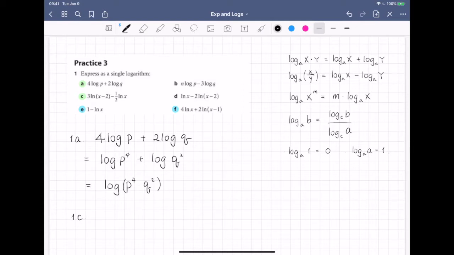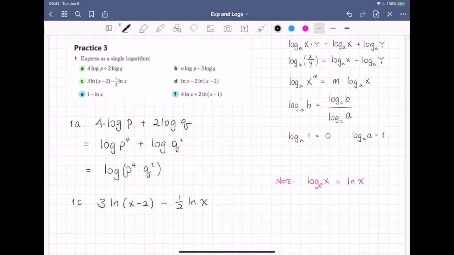1c. We have 3 ln of x minus 2 minus 1/2 ln of x. So if you don't remember, note log base e of x is written as natural log of x. So there, it's just log base e. So the same log rules apply there, so we can do that. At this point, I want you to pause the video and try this out and see if you can do it on your own.